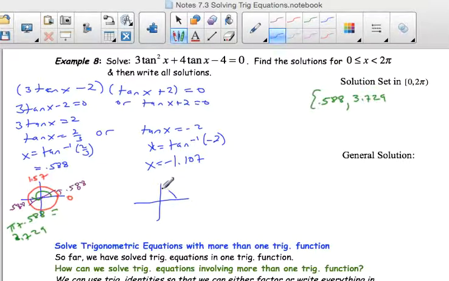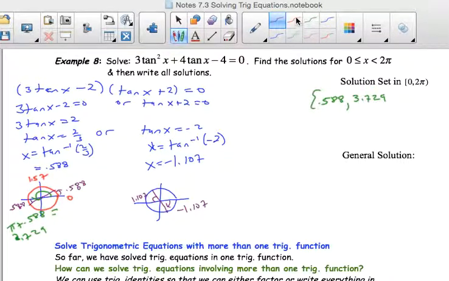So here's my unit circle. Negative 1.107 is somewhere in the fourth quadrant. Let's say it's about here, negative 1.107. That's my first angle. Remember, tangent inverse only gives me one angle. The other angle that I can get between 0 and 2 pi would be the angle with the same reference angle, but in quadrant 2. So this angle, the reference angle, is 1.107.